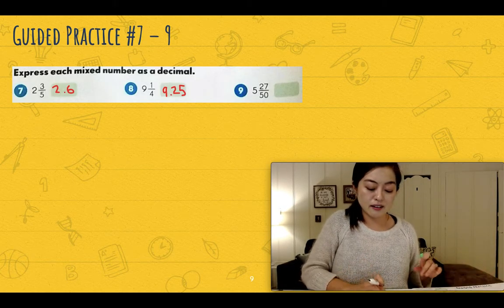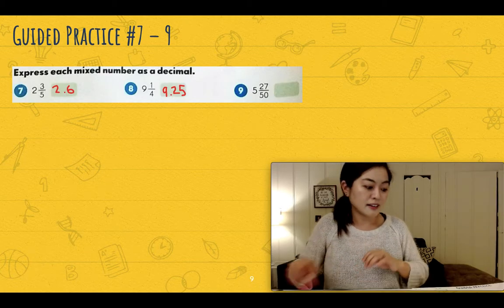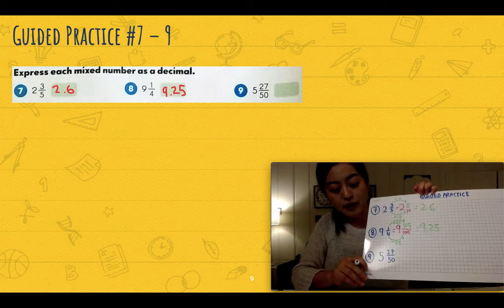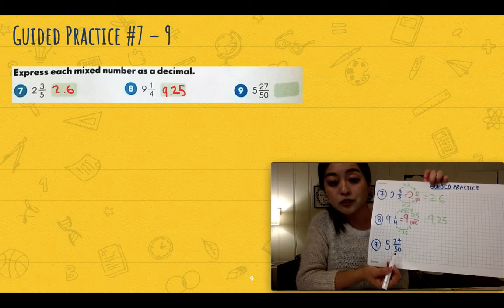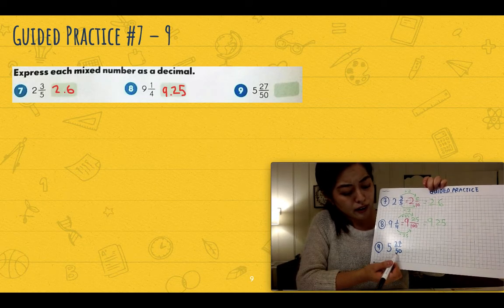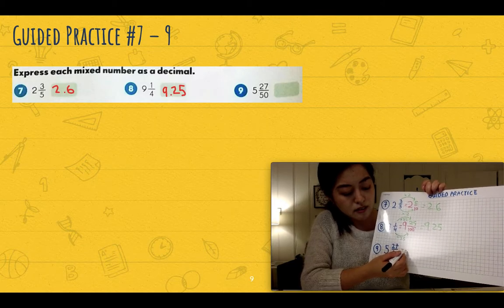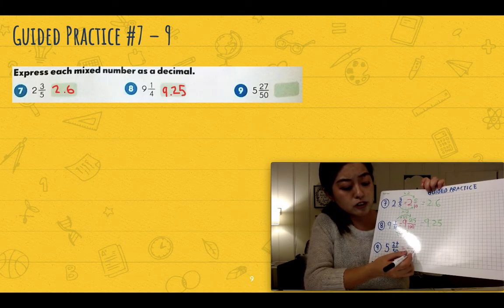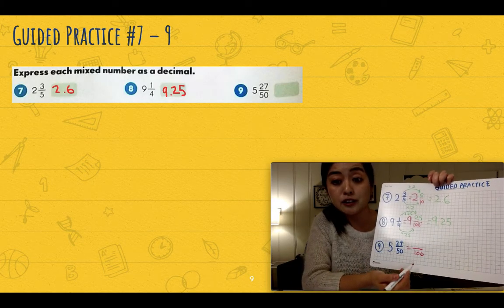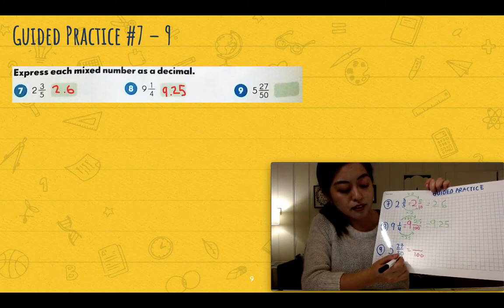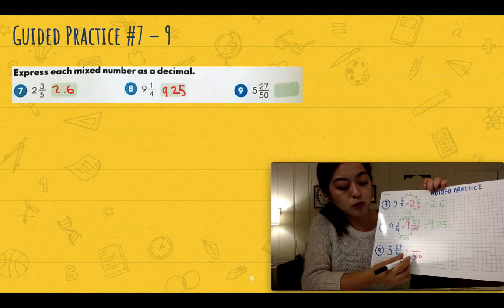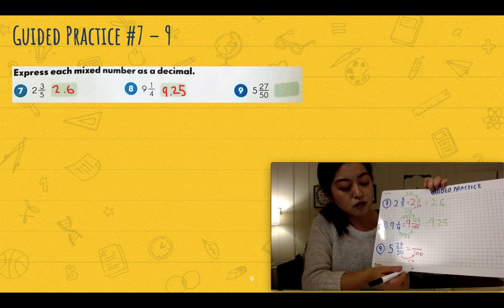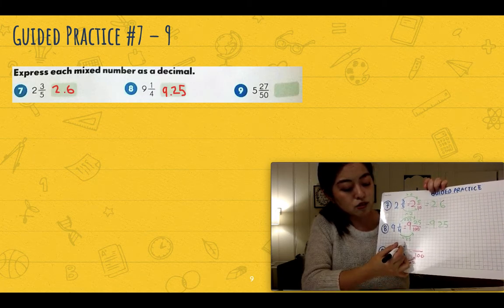5 and 27 fiftieths. Okay, well, when I look at that mixed number and I look at my fraction, I'm going to immediately examine my denominator. Can I change 50 to a 10 by multiplying? No. So I'm going to actually change my denominator into 100. Okay? 50 times what gets you 100? It's just times 2. Okay? So whatever I do to my denominator, I have to do to my numerator.